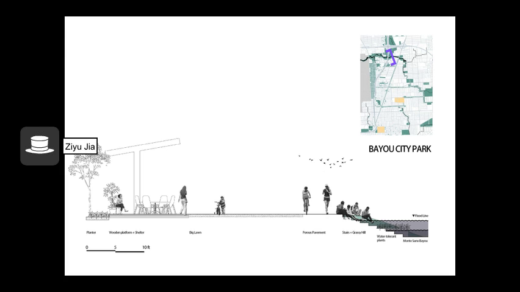The fifth section. This one considers the water level. When the flooding comes, people can still have their activities on the water bank. And when the water level is going down, they can go downstairs and enjoy the nice water view just beside the water.